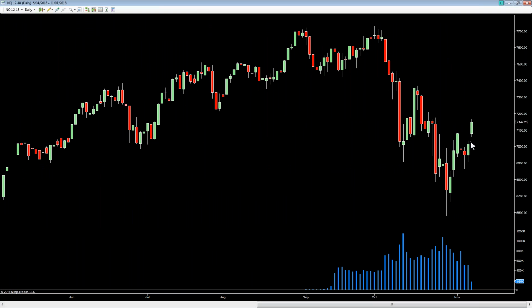This gap here is significant. If we don't fill that gap today, that shows tons of support. How can I say that? Well, the sellers obviously not being able to get down any lower to fill that gap, that tells me there is a lot of buying support here around the 70-50 zone.